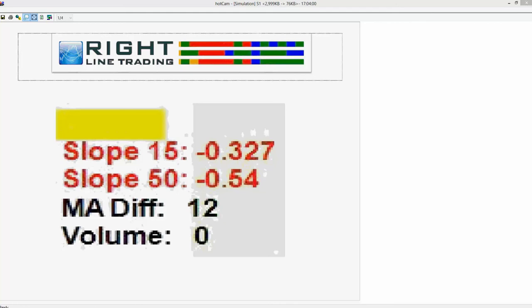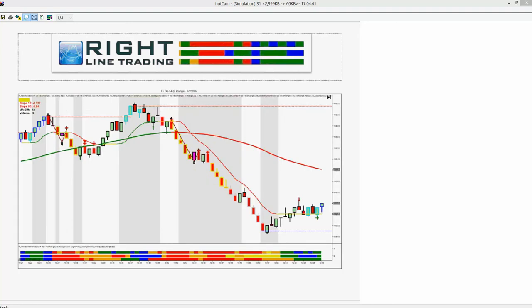Now remember, we want the slope of the 15 and the slope of the 50 to both be red. Occasionally, the 15 slope can turn red before the actual line does. This gives us the heads up. But I don't want to make this any more complicated than it is because it's really quite simple. Now the MA diff, I'll show you what that does.